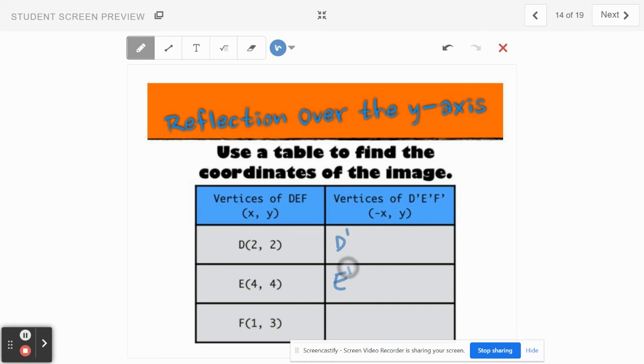D prime, E prime, F prime. If we look at this, it's going to be -2, 2, -4, 4, -1, 3. The x's changed, the y's did not. How do you remember this? Mr. Mercer, this is so hard. How do I remember this? Well, if it's a y-axis reflection, the y stays the same. If it's an x-axis reflection, the x stays the same. That's how I'm trying to get you to remember it.